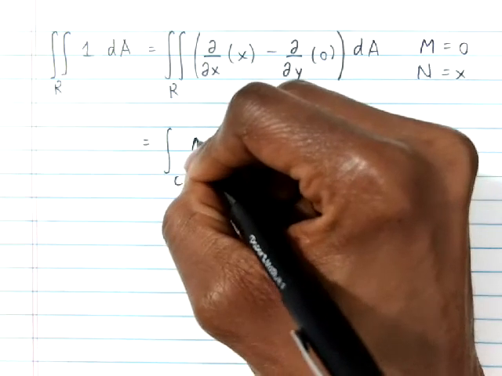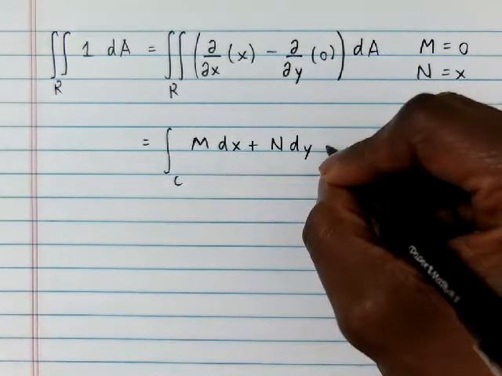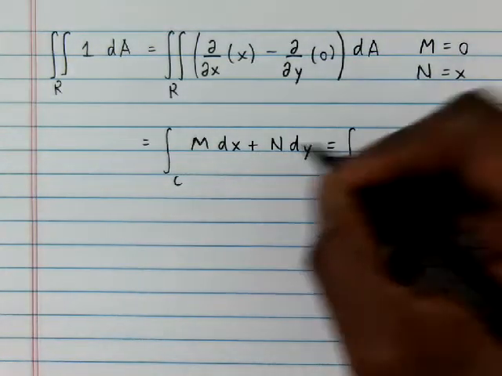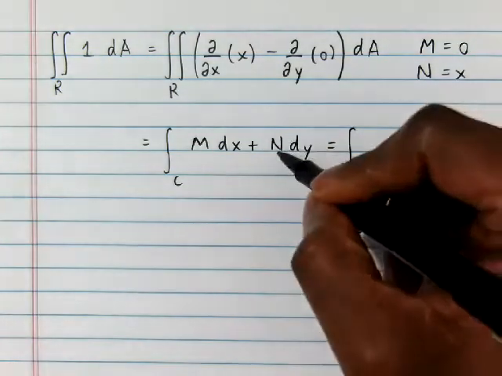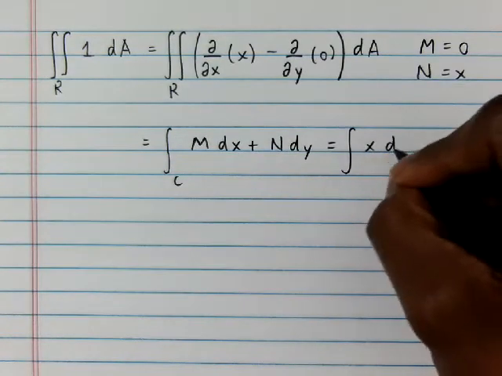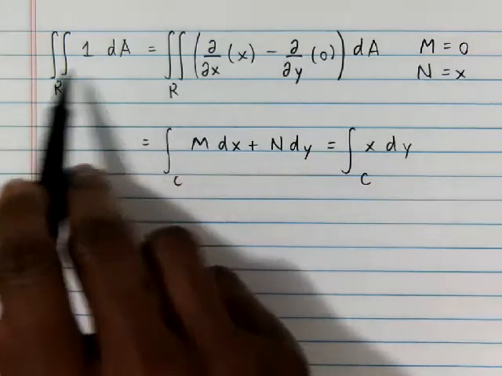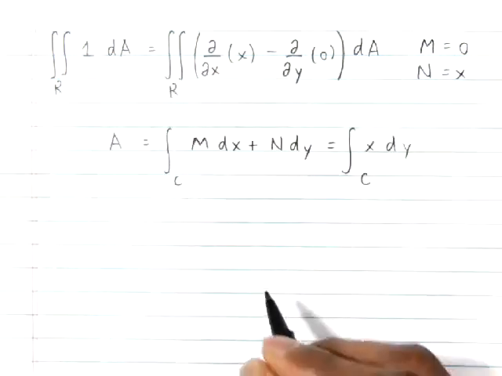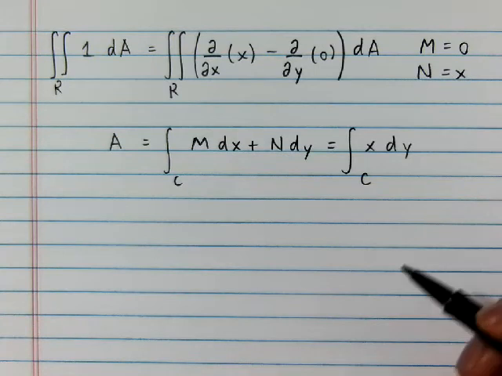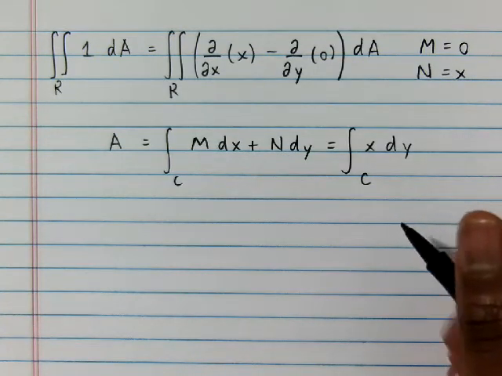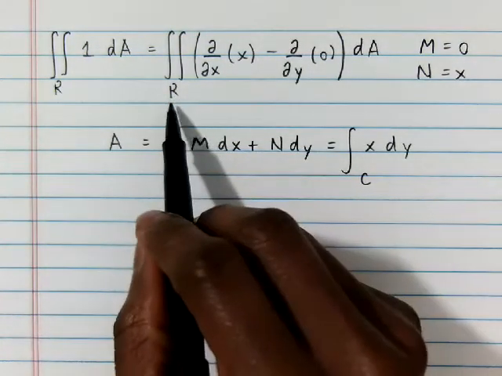So that's m dx plus n dy, which for us, that's just going to be right there. Our m was 0, so this part is 0, and our n was x. So that's just x dy over C. But we know that this left-hand side is area. So we're not looking at any particular problem. If we were just asked to find the area enclosed by some curve C, or the area of some region R. Usually we're asked for the area of a region R.